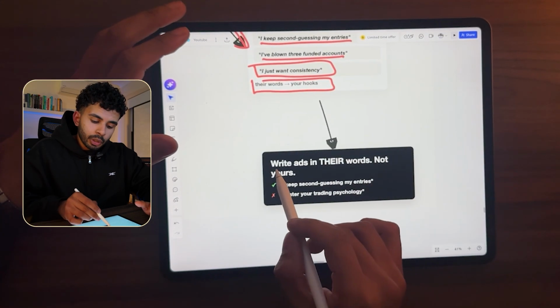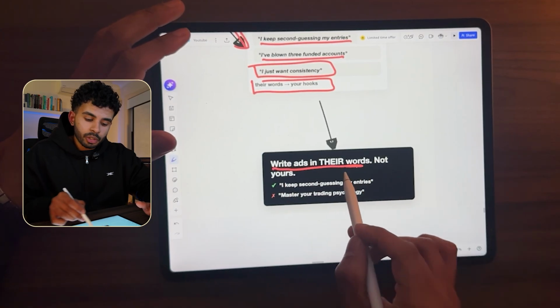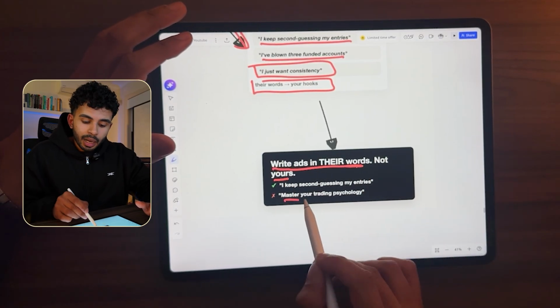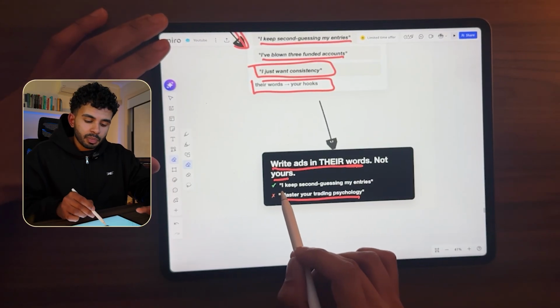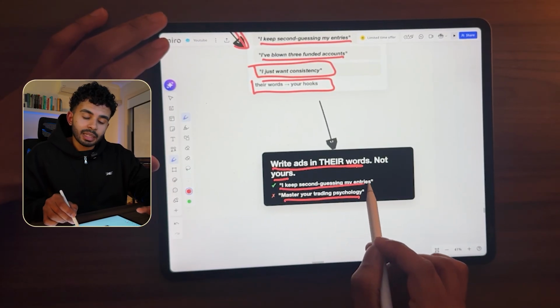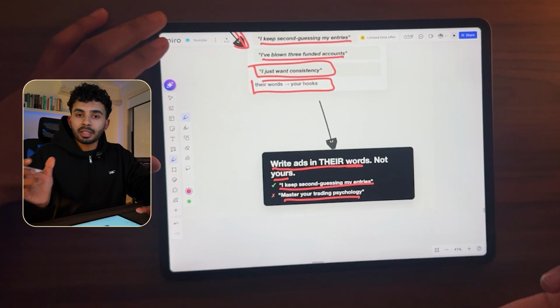In other words, you want to be able to write your ads in their words, not yours. For example, you don't want to say master your trading psychology. No one speaks like that. If you find in your sales call transcripts, people keep saying, I keep second guessing my entries, that's what you want to use as the hook of your ad.